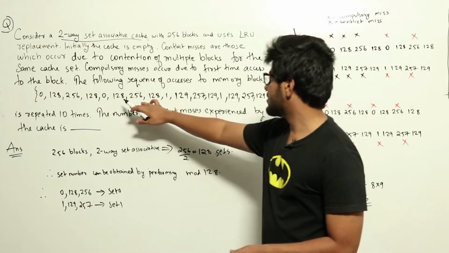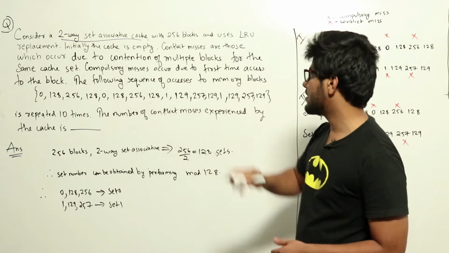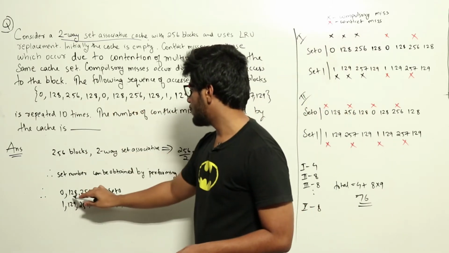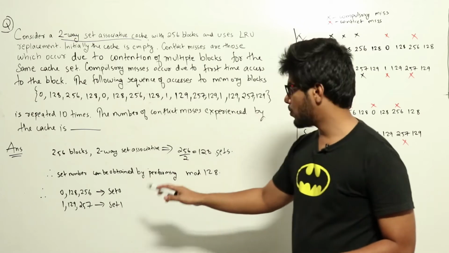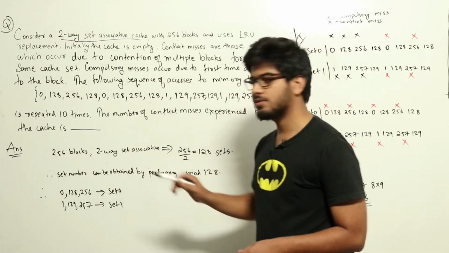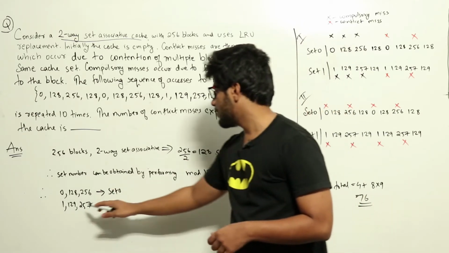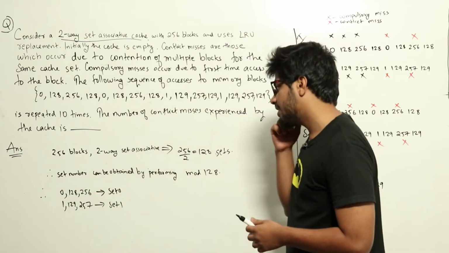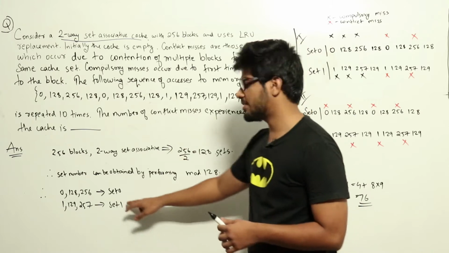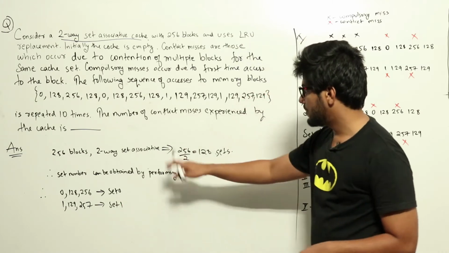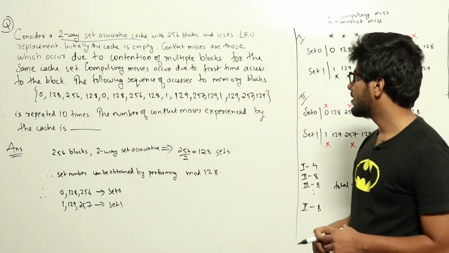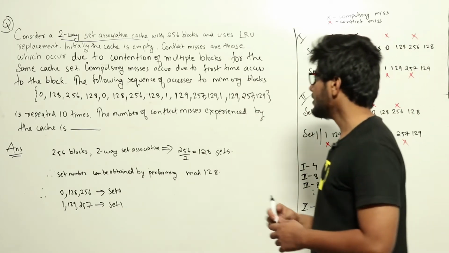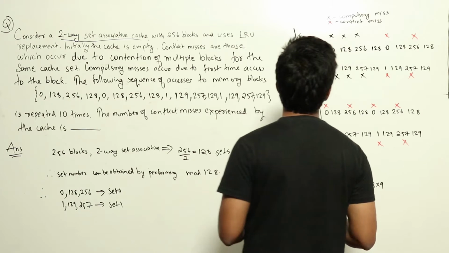So these are the page accesses given in the question. For 0, 128 and 256, if you take mod 128, you will see that they belong to set 0. And also if you take 1, 128 and 257, if you take mod 128, you will see that these belong to set 1 in the cache. Now with that information, let us look at the cache and how these blocks get added to the cache.